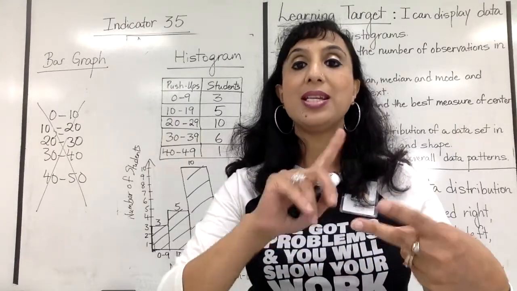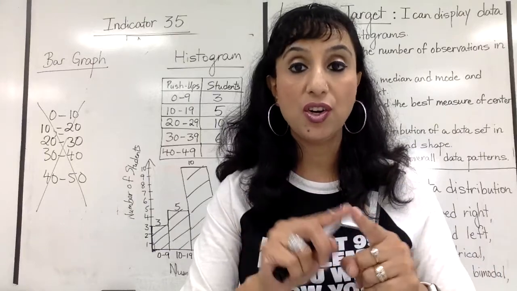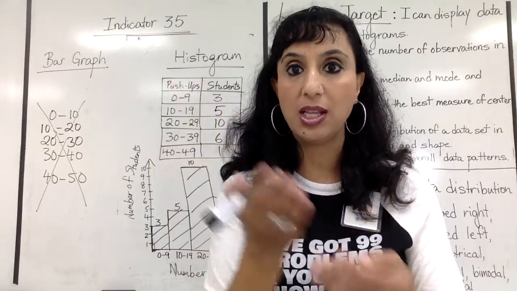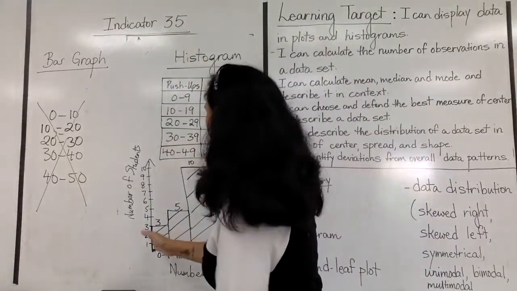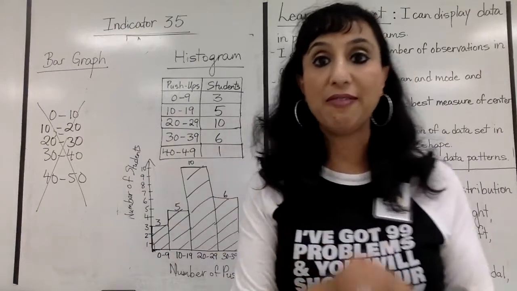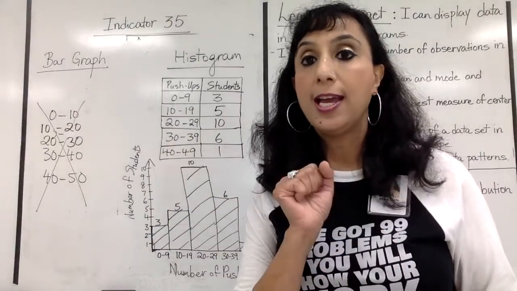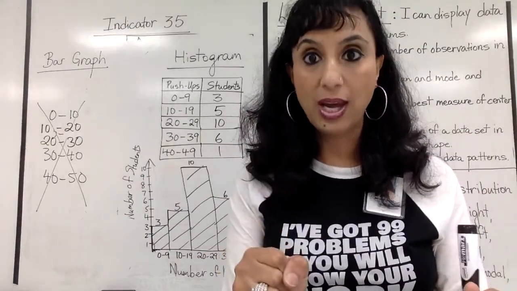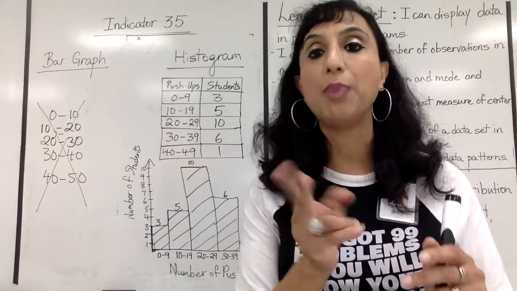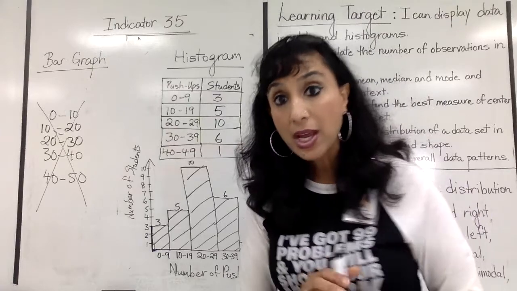Okay, so that is why we have 0 to 9, 10 to 19. It's not 0 to 10 and 10 to 20, because where would I put that child who does 10 push-ups? Either on this bar or this bar. We don't know. So that is why never repeat your histogram intervals. It has to be a certain interval, and you cannot repeat a number in both the intervals like that.